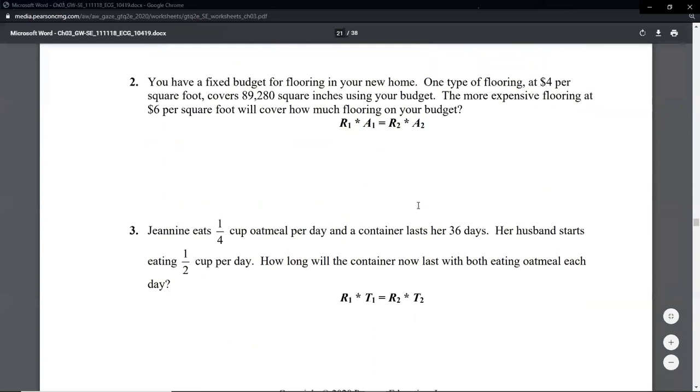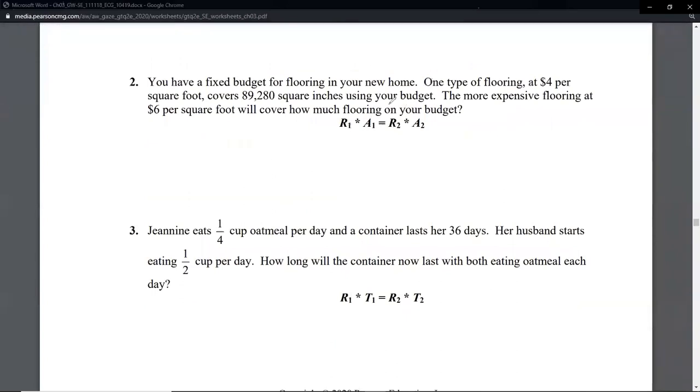All right. Problem 2 and 3. Problem 2, you have a fixed budget for flooring your new home. One type of flooring costs $4 per square foot. I feel like this problem is dealing with my real life right now. And that $4 per square foot covers 89,280 square inches using your budget. Oh no, one of these things is in square feet, the other is in square inches.